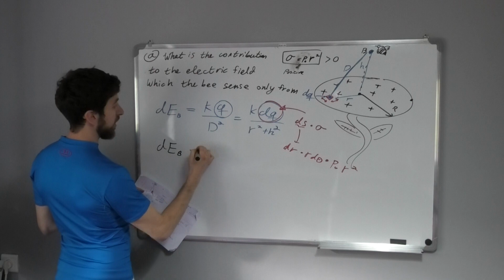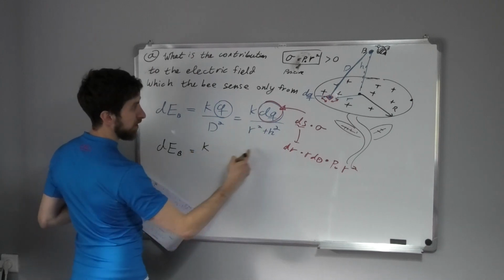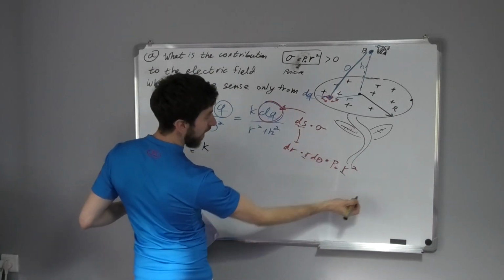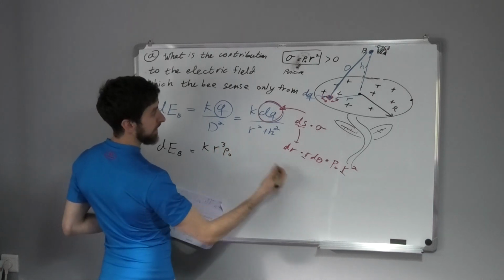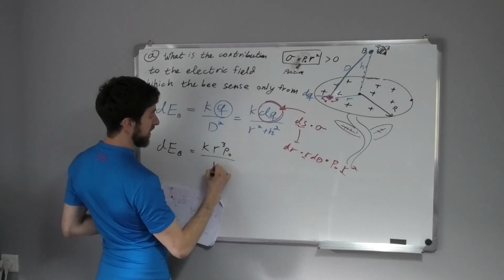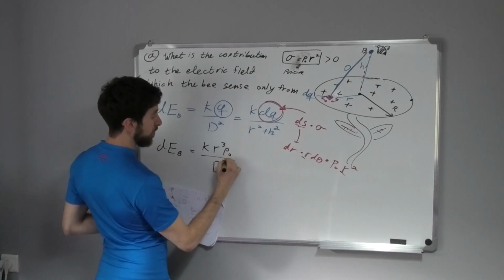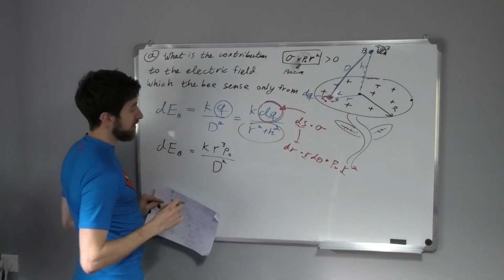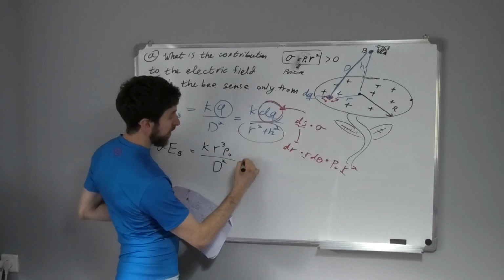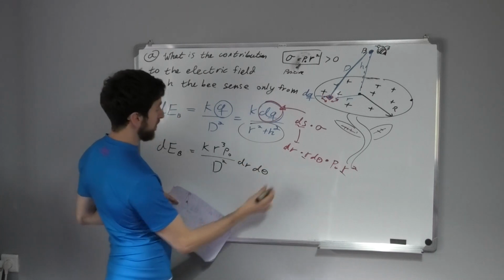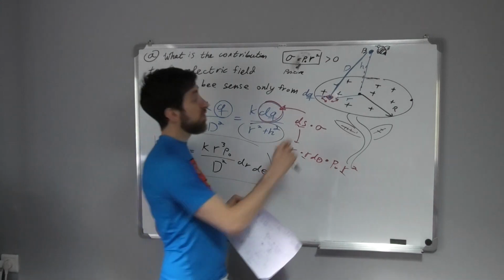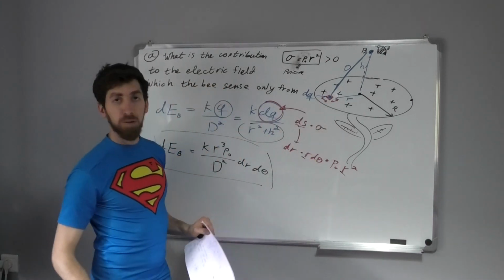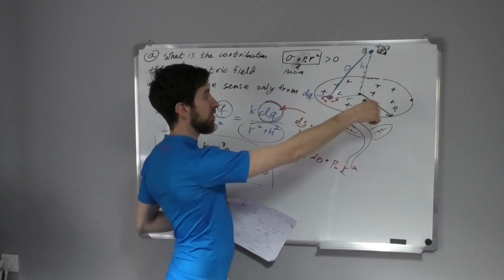So in general, what I'm gonna have for this value, let's write it here. dE at B is actually equal to K. I have here R to the third, P0, right? And here I'm gonna leave that as D squared. I know what D is, this. And I also have dr, d theta. Perfect. So we found what is the contribution for each small dq, right, on this disc, on this flower.